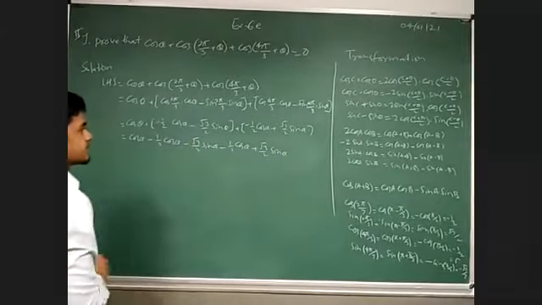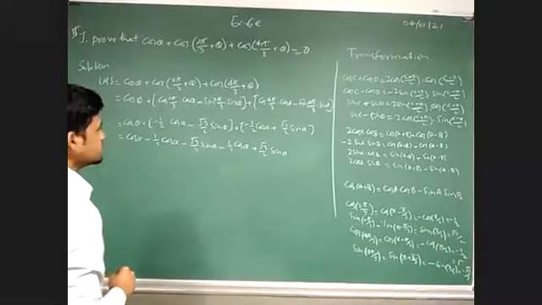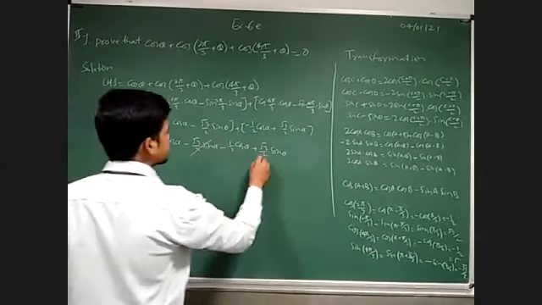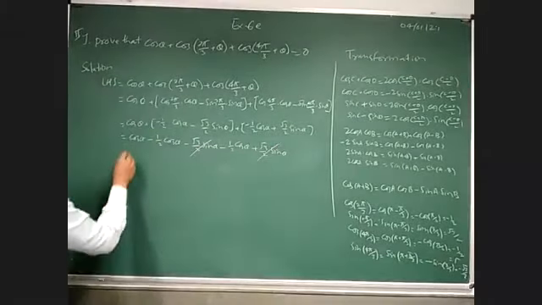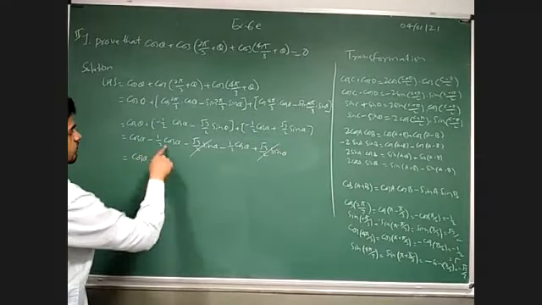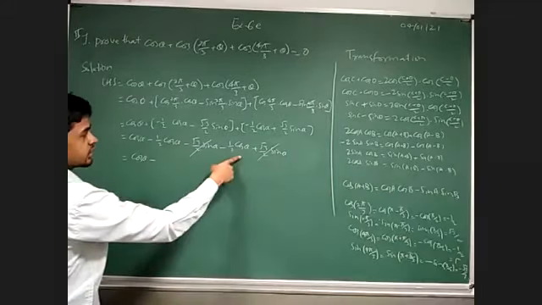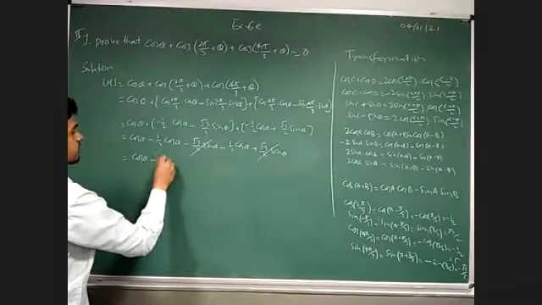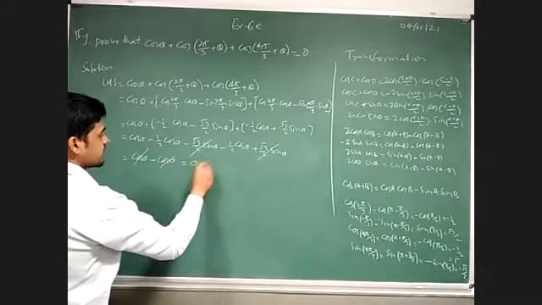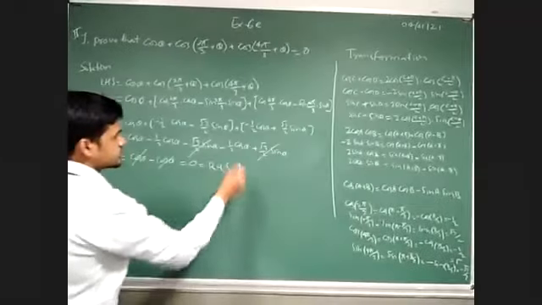Now these two sin theta terms will get cancelled. Here I will have cos theta minus 1 by 2 cos theta minus 1 by 2 cos theta, that is half cos theta and half cos theta, so the full cos theta gets cancelled, and here I will have 0, which is the right hand side.